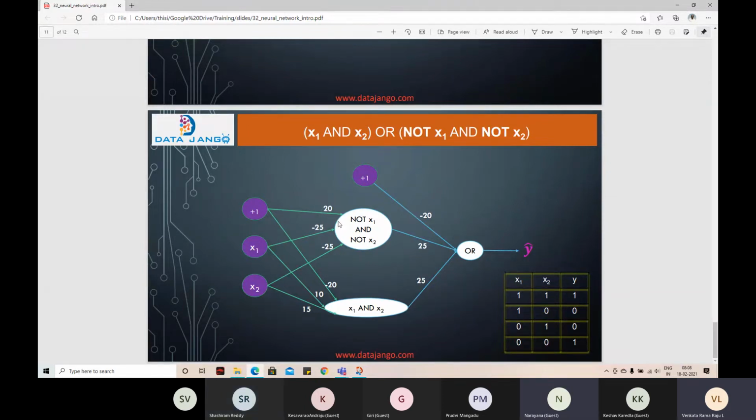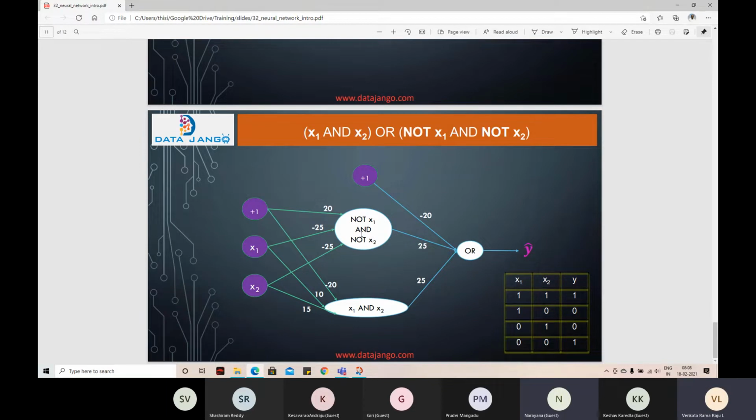Sir, this is the hidden layer, right? Not x1 and not x2, and x1 and x2 is the hidden layer, right? No, I'll talk about that. Don't be worried about it. I'm talking about just the hidden layer. The first one is input layer, and the middle one is hidden layer, and the last one is output layer, right, sir?